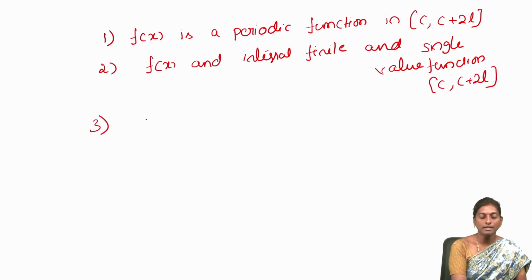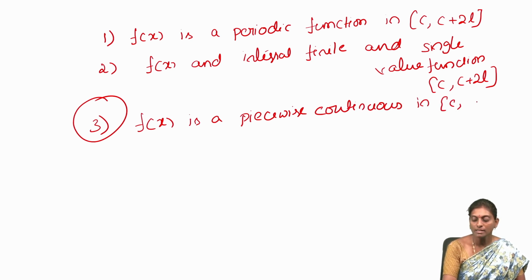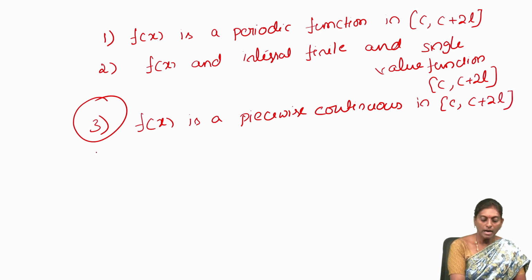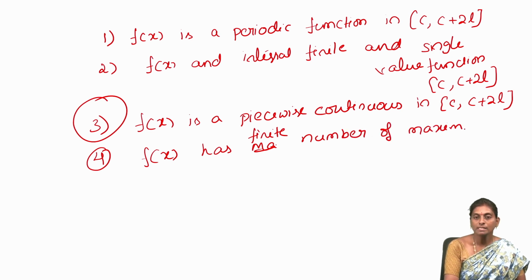And third condition, what is the third condition? That is a very important condition. F of x is piecewise continuous, or sometimes it is called sectionally continuous, in the interval c comma c plus 2l. And fourth condition: f of x has a finite number of maximum and minimum in the interval c comma c plus 2l.